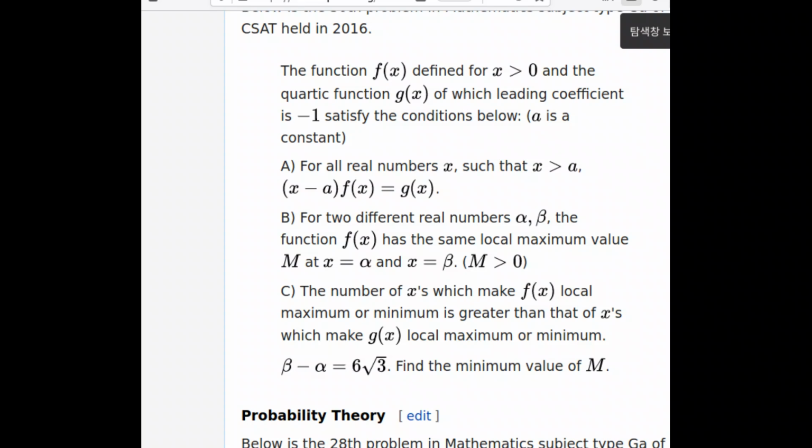B: For two different real numbers alpha and beta, the function f(x) has the same local maximum value m at x equals alpha and x equals beta, where m is a positive number. C: The number of x's which make f(x) local maximum or minimum is greater than that of x's which make g(x) local maximum or minimum, and beta minus alpha equals 6 times square root of 3. Then find the minimum value of m.